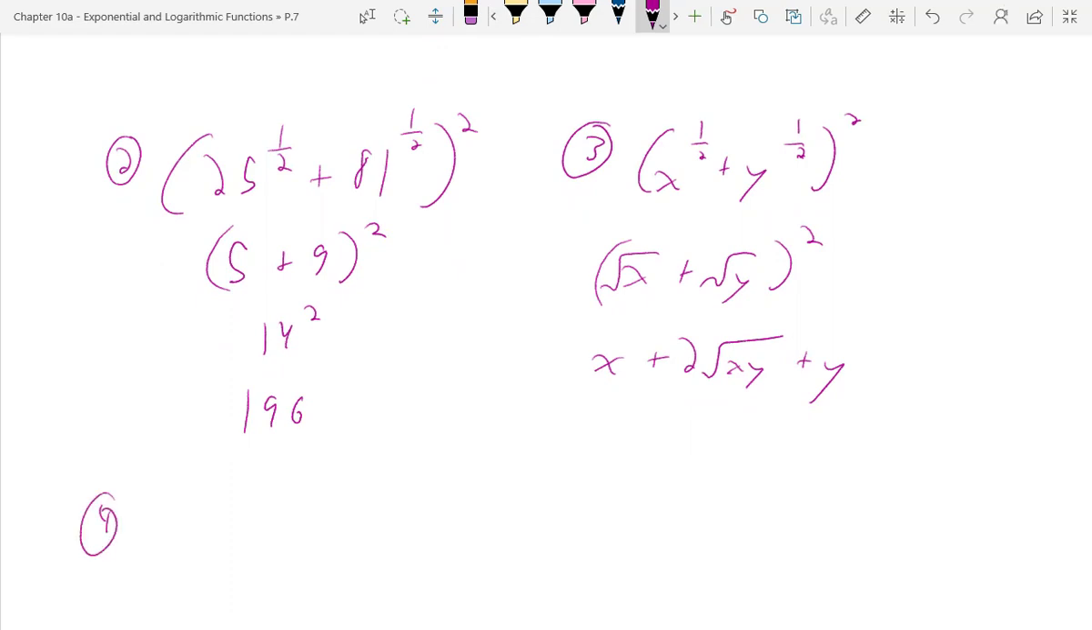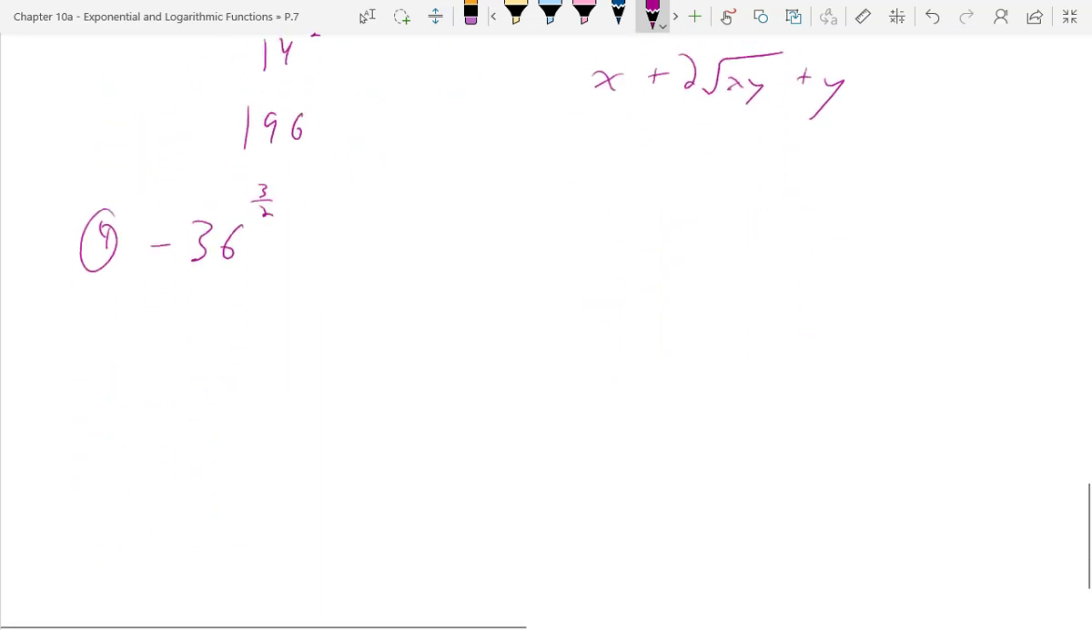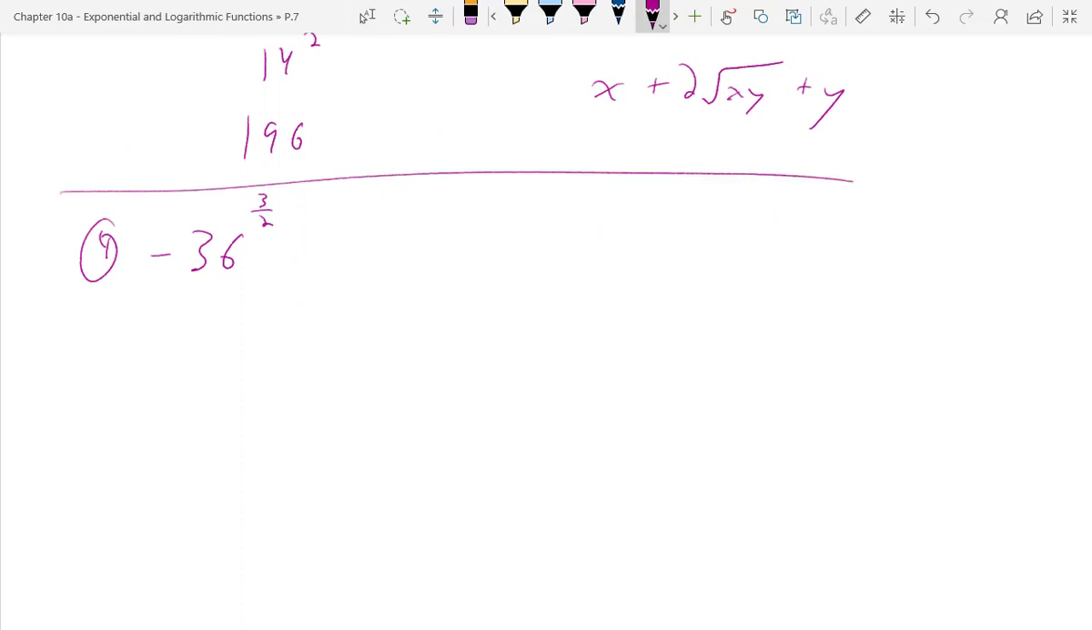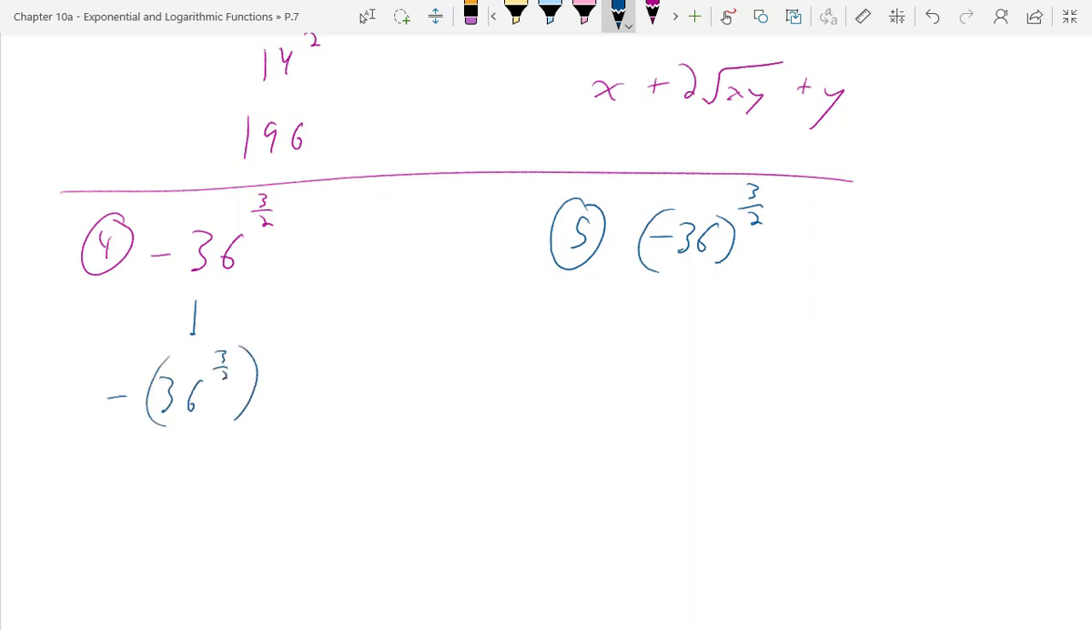Okay, let's add a complication. Let's do negative 36 to the 3/2. And right away a question's going to come up. Do I mean that the negative is being raised to the 3/2, or do I mean that it is not being raised to the 3/2? It's not. If I wanted it to be, I would do that. So we're going to put that problem right here where we create it. These are not the same thing. And this one is the same thing as this. We'll never really write it like that, but we'll think about it like that.